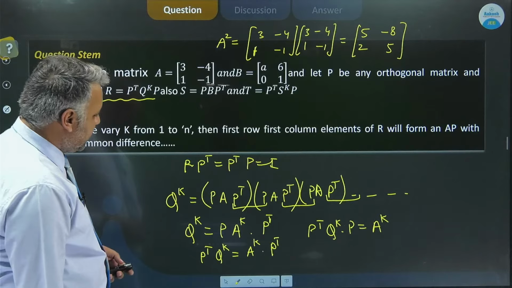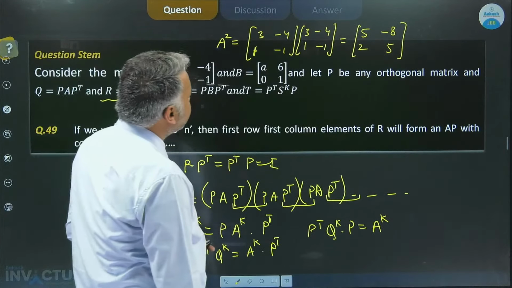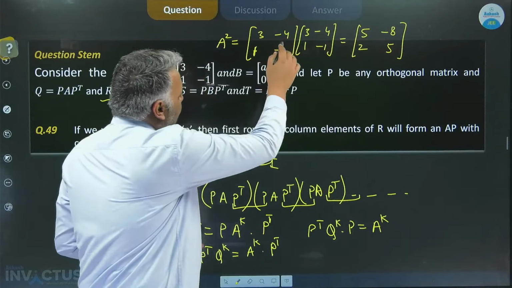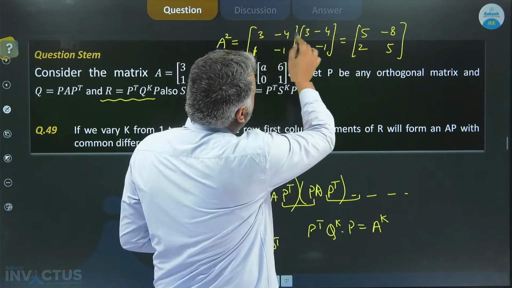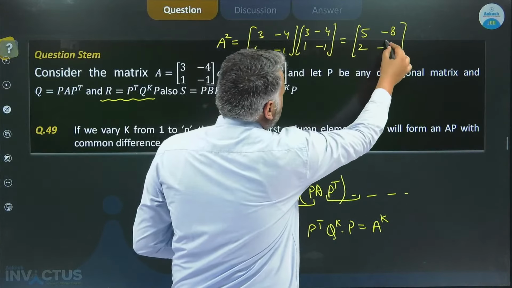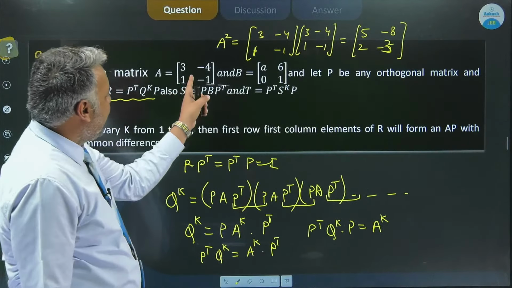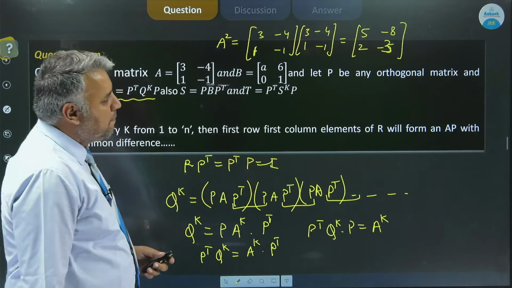On the 2,2 position, if we calculate again A square, just to check the calculation, this will be minus 4 plus 1. This is minus 3. So if we move from minus 1 to minus 3, I think if an AP is formed, the common difference will be minus 2.